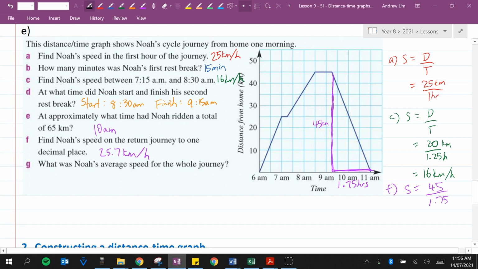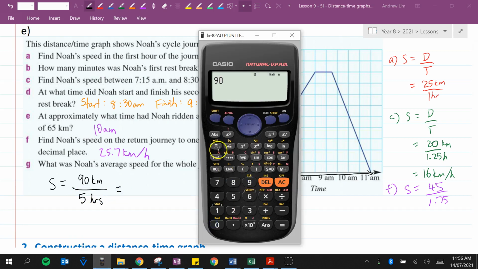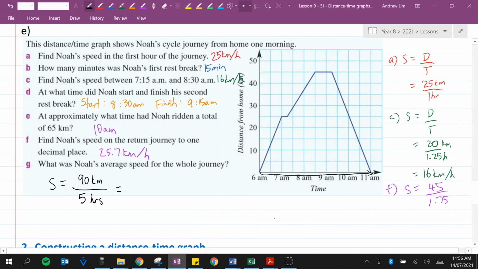And what was Noah's average speed for the whole journey? So we need to work out how far he traveled altogether and how long it took. So altogether, he traveled 45 kilometers. Let's say he's going somewhere to the park, and he rode 45 kilometers all the way back. So that's a total distance of 90. How long did it take? From 6 a.m. to 11 a.m. That's 5 hours. And if we were to do 90 divided by 5, we get 18 kilometers per hour.